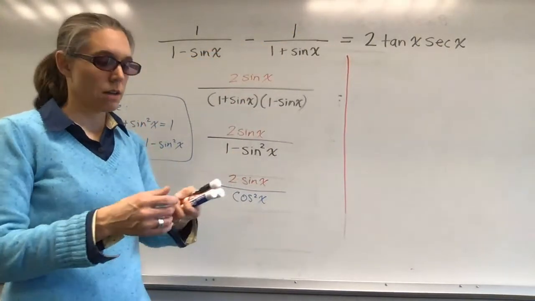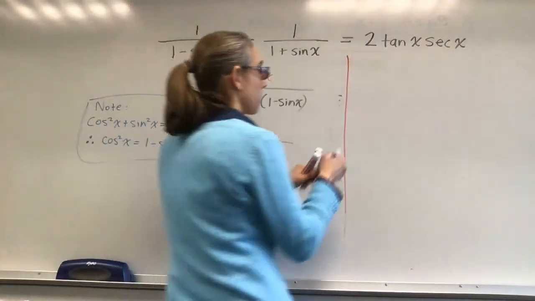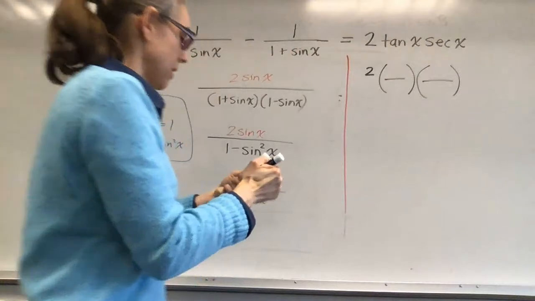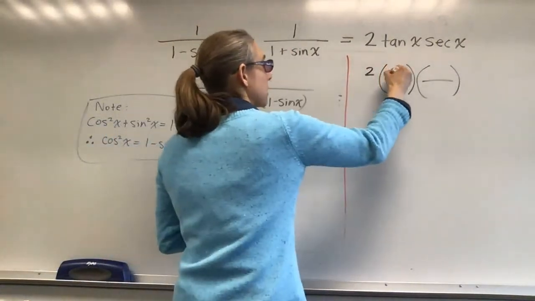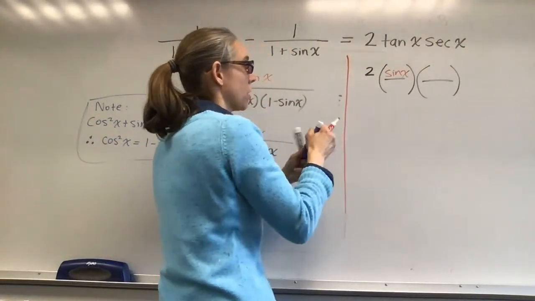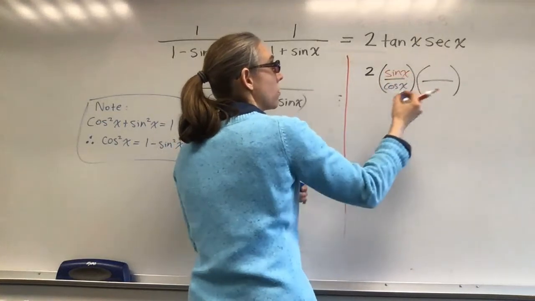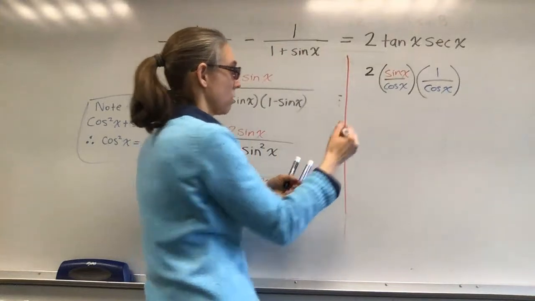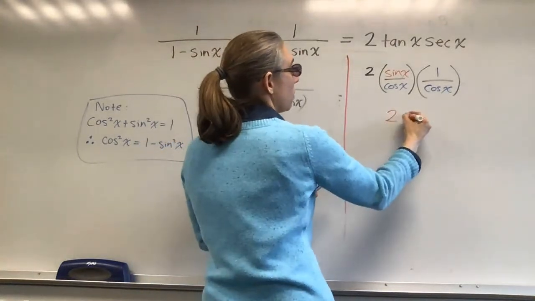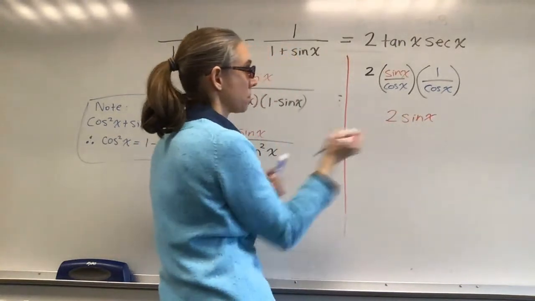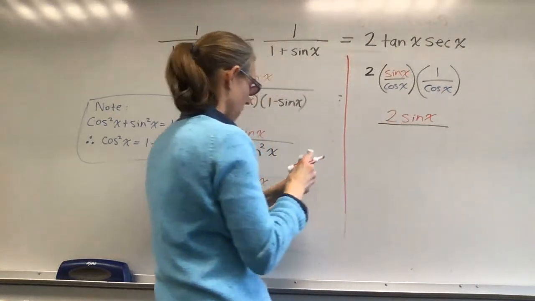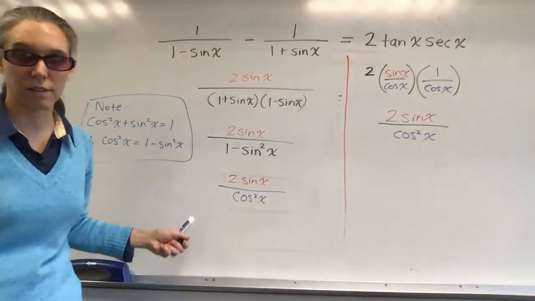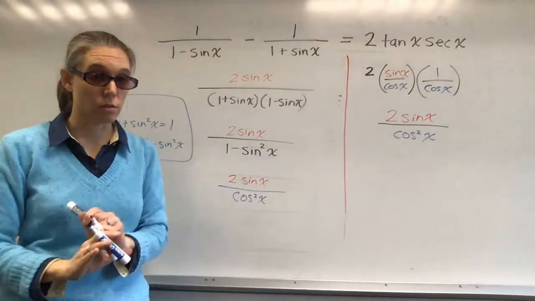So if I were to rewrite on the right-hand side, I could rewrite tangent as sine over cosine, and write secant as 1 over cosine x. And then when you combine these into one fraction, you get 2 sine x over cosine squared x. And notice now the left-hand side is equal to the right-hand side, so you can stop.